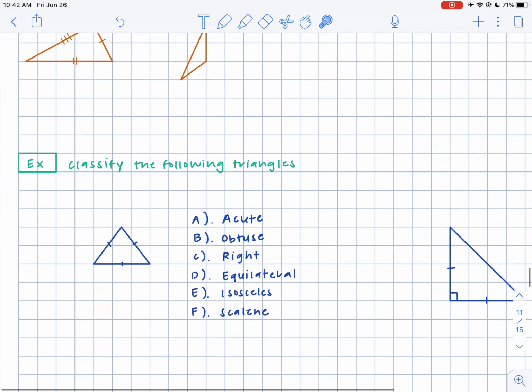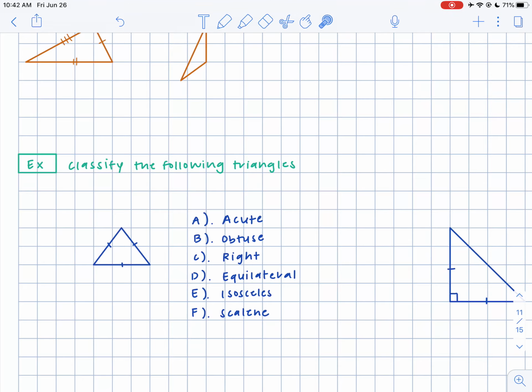Okay, now let's look at this example. We want to classify the following triangles. So let's take a look at this one first. Okay, so is it acute? That means, remember, all angles have to be less than 90 degrees. Yeah, and they are. So it is acute.